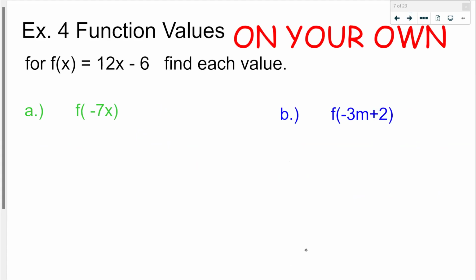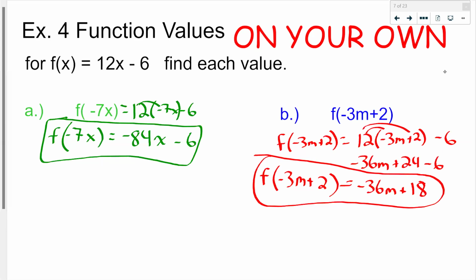All right, so I want you to try this on your own. So I want you to pause your video, substitute these in, and then play the video to see if you got it correctly. So as you can see here, for this one, f of -7x, you got -84x minus 6. And f of -3m plus 2, you should have gotten -36m plus 18.